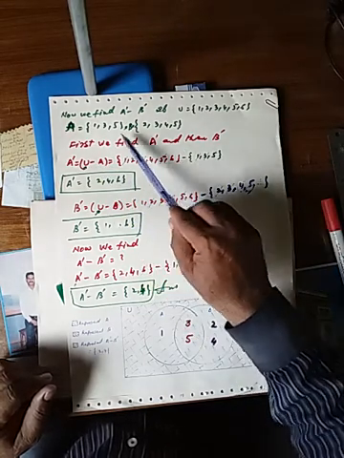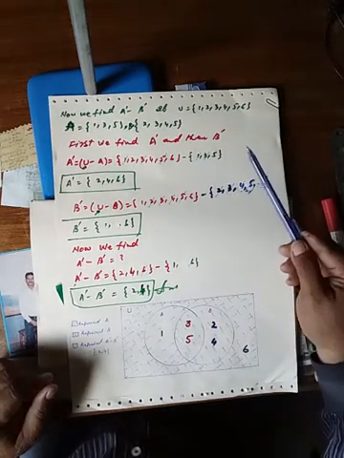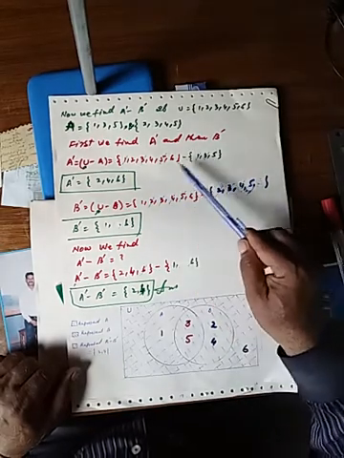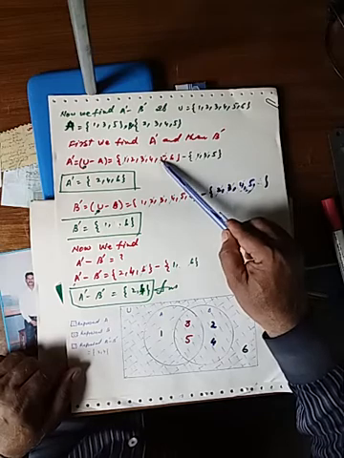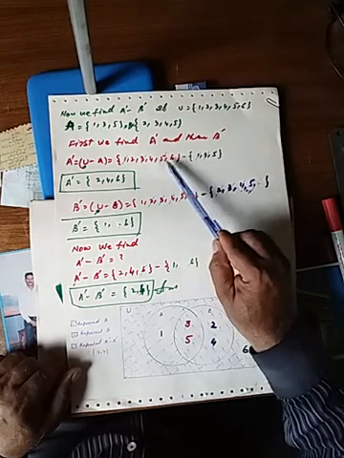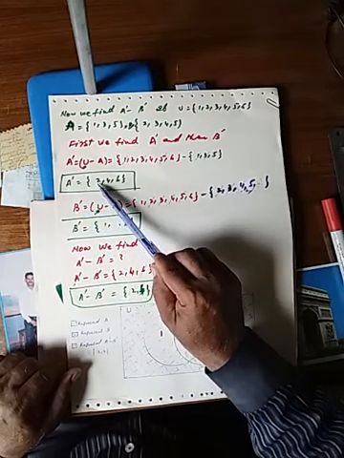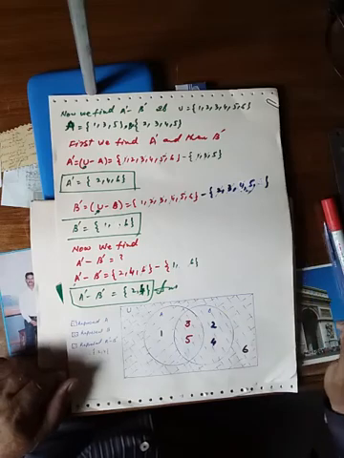The elements of set A are 1, 3, 5. Subtract the elements of set A from the universal set. 1 you can cancel, 3 you can cancel, 5 you can cancel from the universal set. The remaining elements in the universal set are 2, 4, 6. So A complement is equal to 2, 4, 6. You already practiced and I already explained this to you.